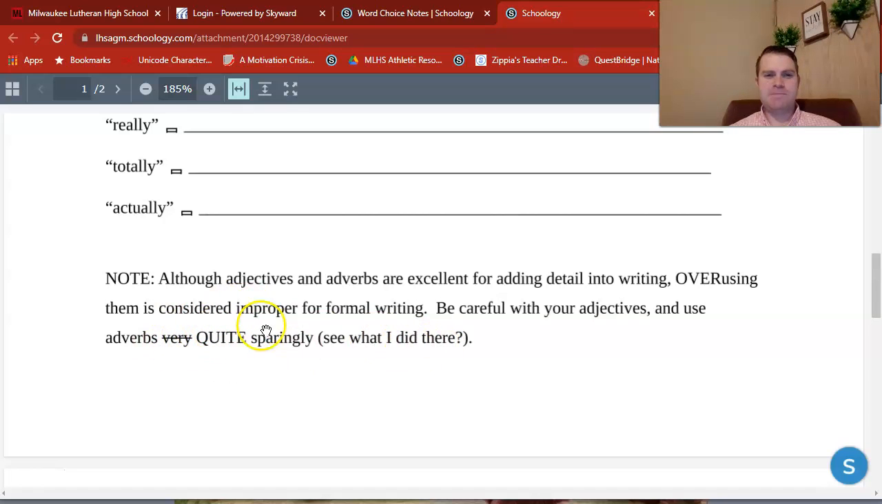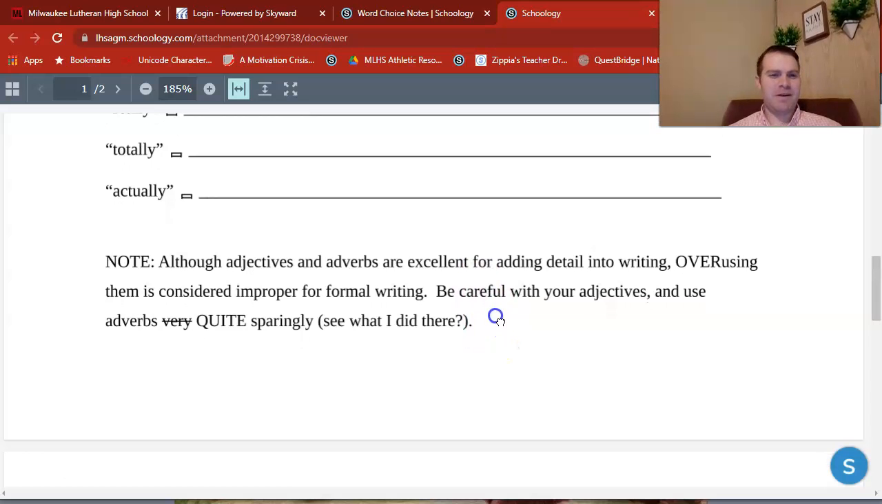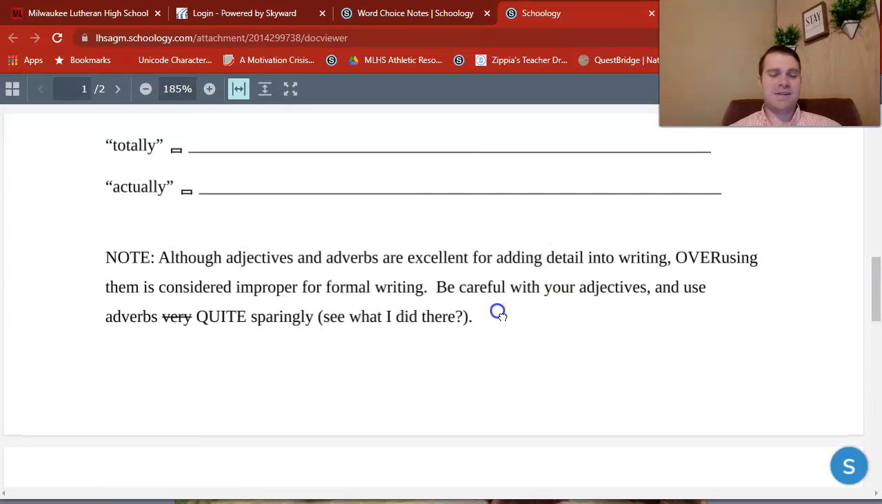Use them very, very, very sparingly in your writing. As Stephen King once wrote, the road to hell is paved with adverbs. So make sure that you are using adverbs very, very sparingly in your writing. In essay writing, I should say.